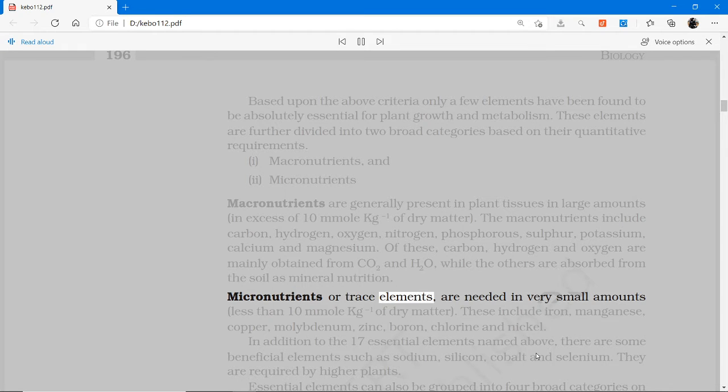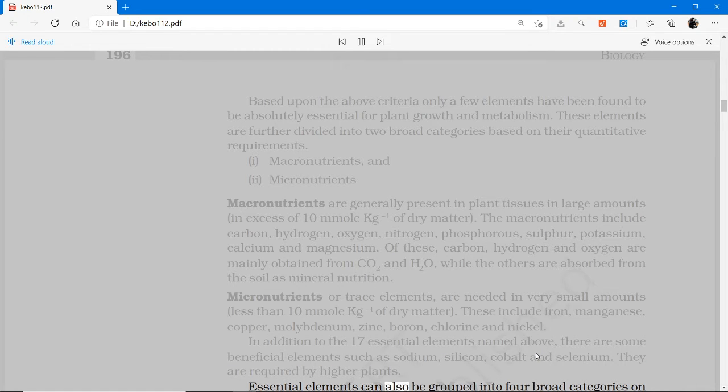Micronutrients or trace elements are needed in very small amounts, less than 10 μmol kg⁻¹ of dry matter. These include iron, manganese, copper, molybdenum, zinc, boron, chlorine, and nickel. In addition to the 17 essential elements named above, there are some beneficial elements such as sodium, silicon, cobalt, and selenium. They are required by higher plants.